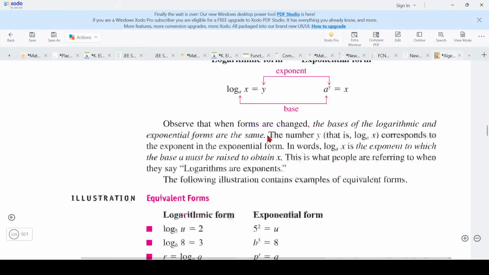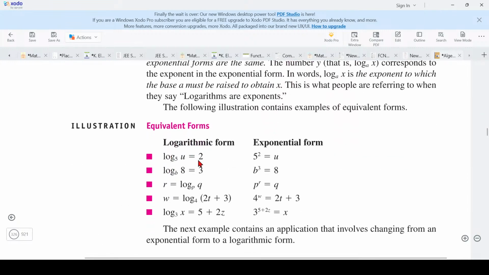Now convert this without looking here. Just tell me. What is u? 25. u is y square, right? What is 8? It's 2. Be careful. 8 equals b cube. Agree?